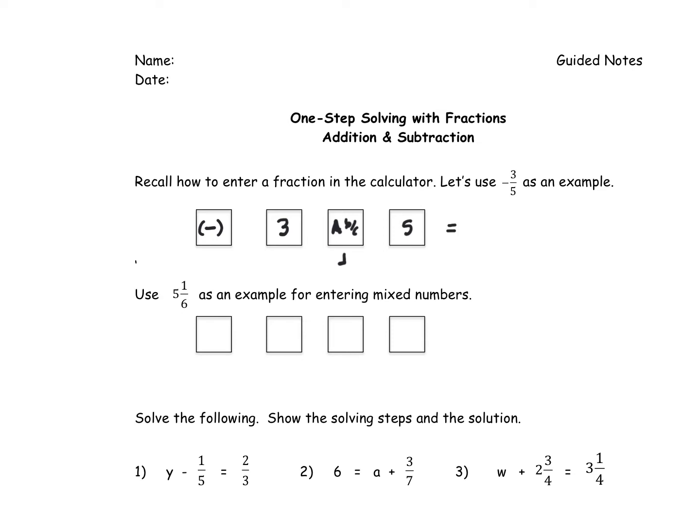If we wanted to enter a mixed number, we would start with the whole number of the mixed number. And in order to separate this 5 and 1, we have to use the ABC key again. So this is what's going to show up on your screen. And then we enter the numerator. We have to enter ABC again, followed by the denominator.